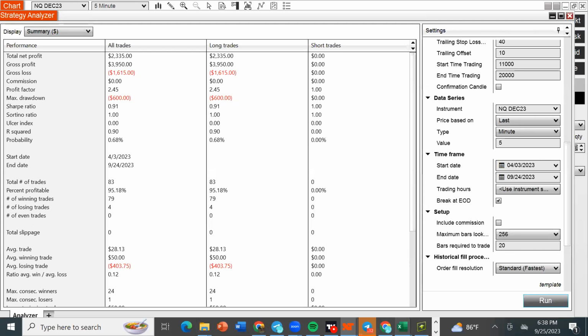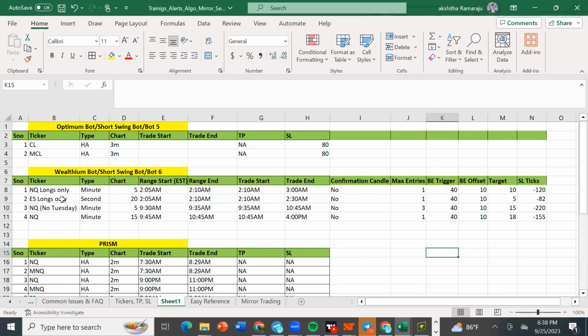There's just one strat, right? One way to use it. Or you can also go with ES long. You can put a 20-second time frame, right? Again, you will trade between this time to this time, right? Let us give this one in the back test and see how it will perform. Right? ES long, 20 seconds.